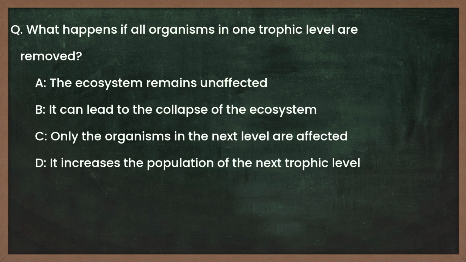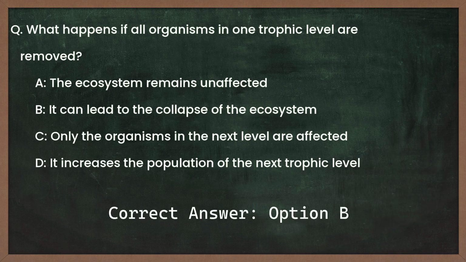Option A, the ecosystem remains unaffected. Option B, it can lead to the collapse of the ecosystem. Option C, only the organisms in the next level are affected. Option D, it increases the population of the next trophic level. You have 5 seconds to answer the question.